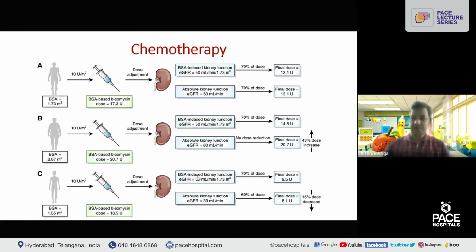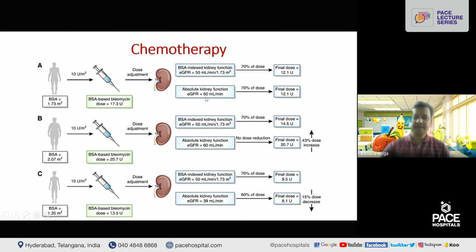So a few important things and controversies which I want to mention is about chemotherapy, as our oncologists know more about this. In patients with cancer, we dose the drug based on the creatinine clearance. For example, if we take a person who has a body surface area of 1.73 meters square, we give bleomycin in that patient. The bleomycin is dosed at 10 units per meter square. So for 1.73 meters square, the dose is 17.3.